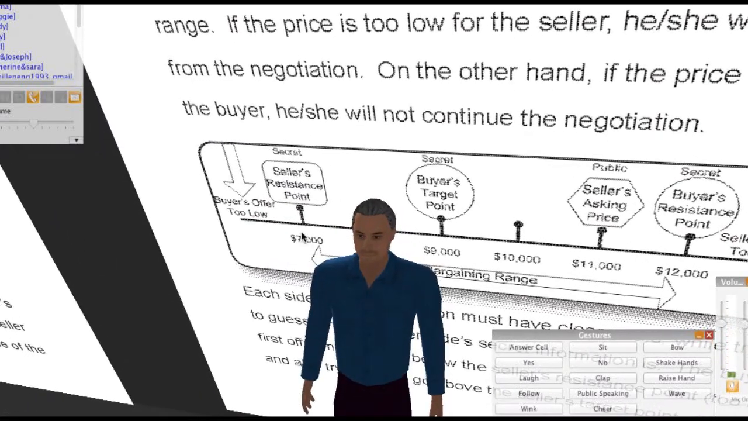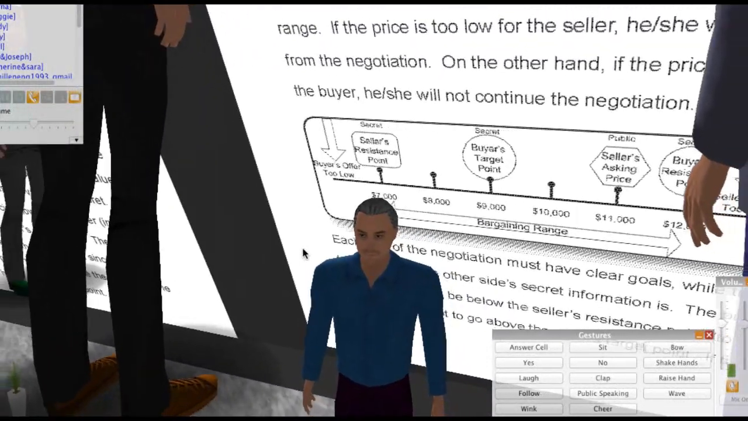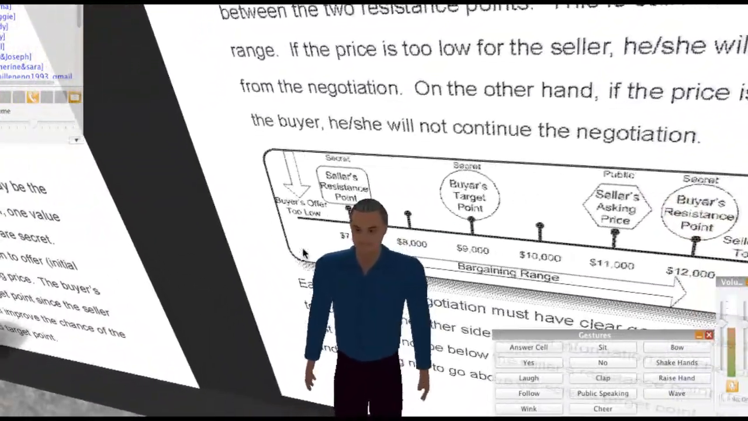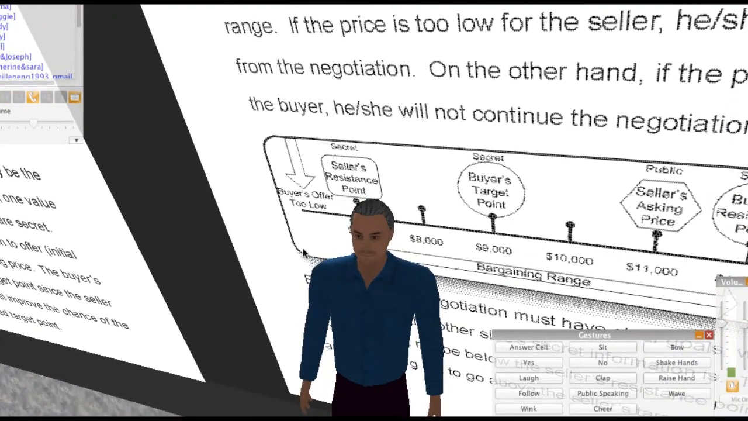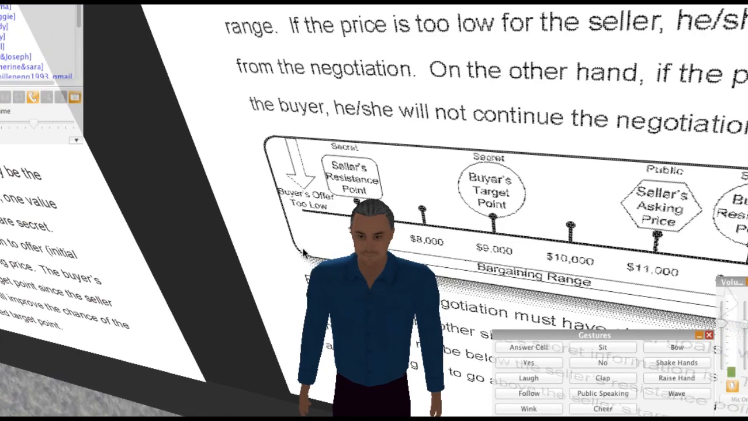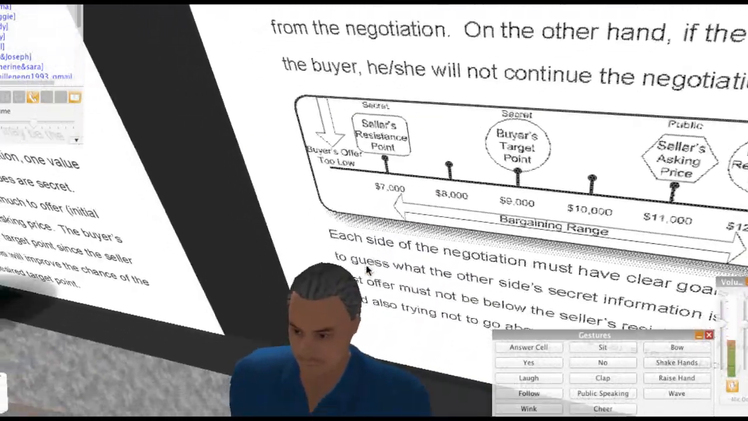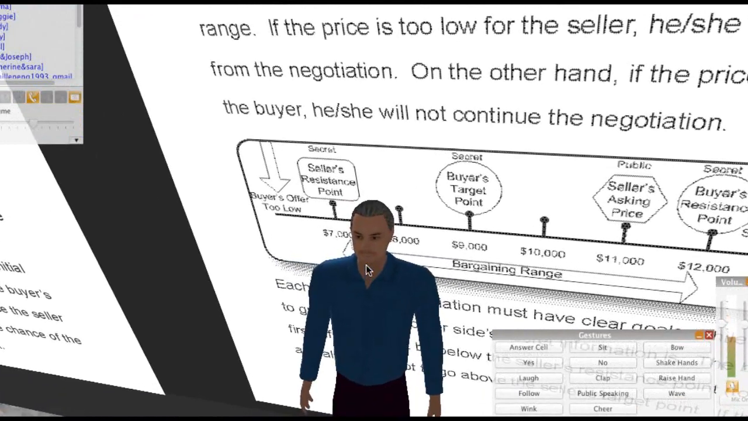That means, what's the lowest price the seller will sell for? And in this case, that's $7,000. So now we're getting more information, right? But usually we don't know this. We only know my information. If I'm a buyer, I only know the buyer. If I'm the seller, I only know the seller. But look at this chart here. This is very interesting. If we look at the seller's resistance point, 7,000, that means the lowest price the seller will sell, the lowest is 7,000.